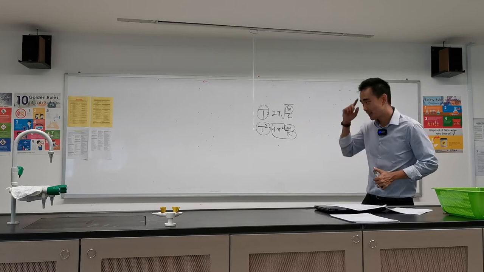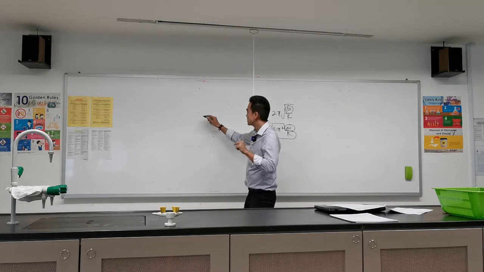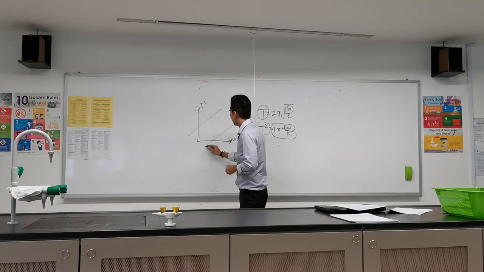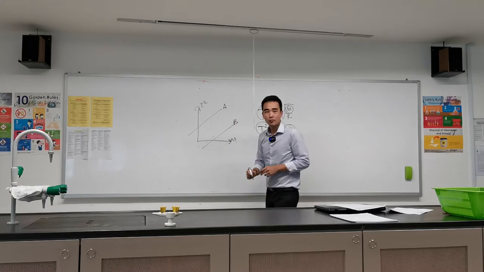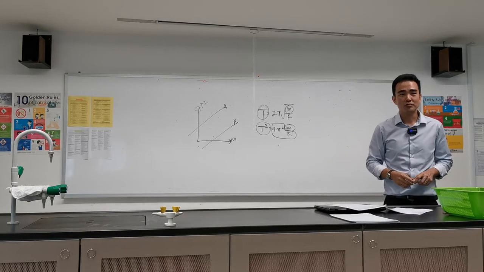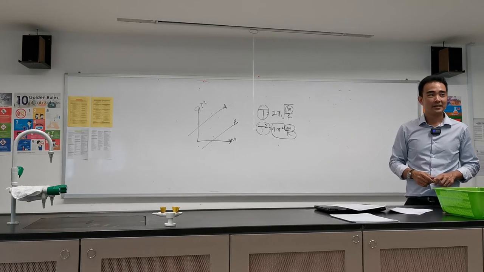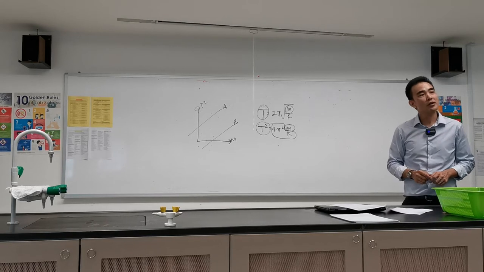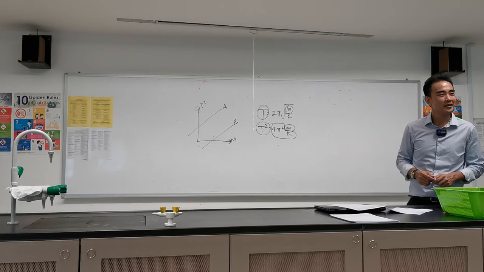It means there's a systematic error. Think about this. There are two possibilities, m, t squared, a, b. What if your graph is a? What sort of systematic error do you think there is? Zero error, okay, but zero error can also be b. Why not a? Why not b? Why must it be a?